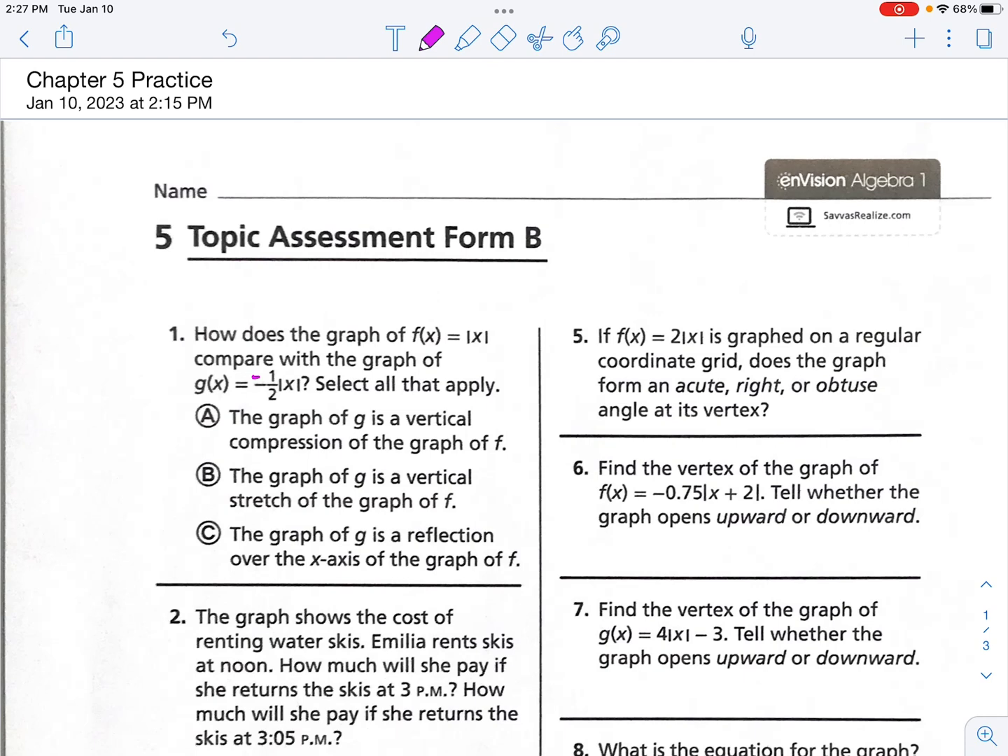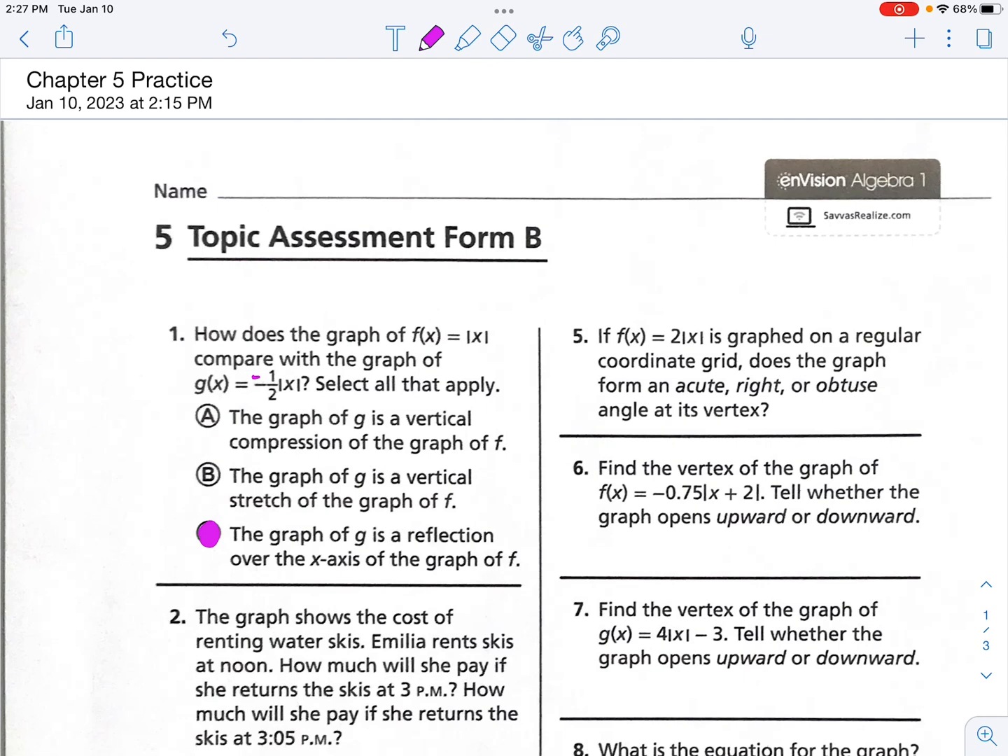So we know a couple things are happening. First of all, we know the negative is a reflection. So we can see here on C, where it says the graph of g is a reflection over the x-axis, that is definitely one of the ones that is a true statement, because we know that that's exactly what it does. We talked about that yesterday.